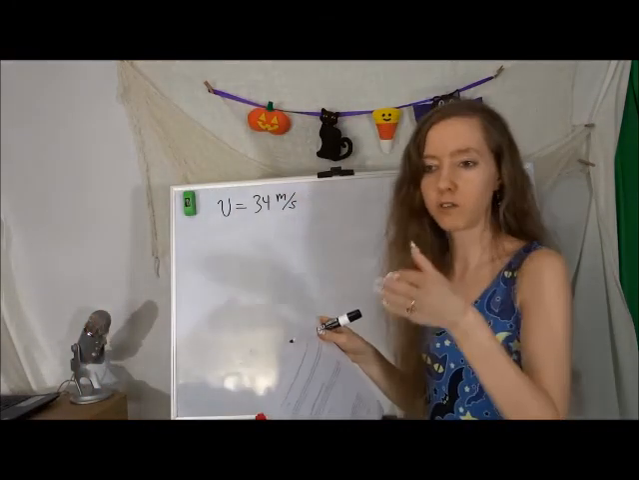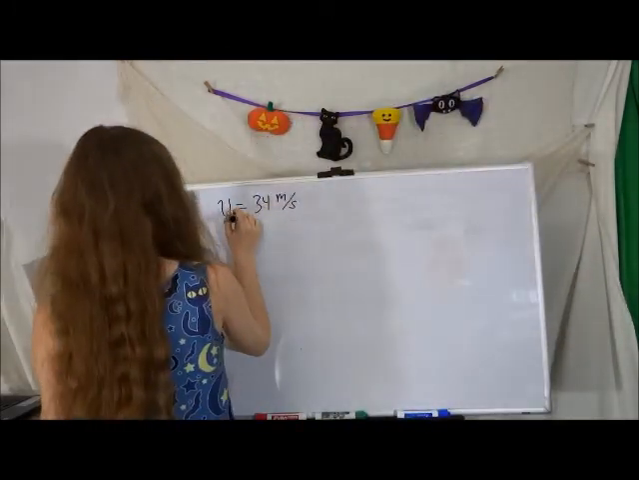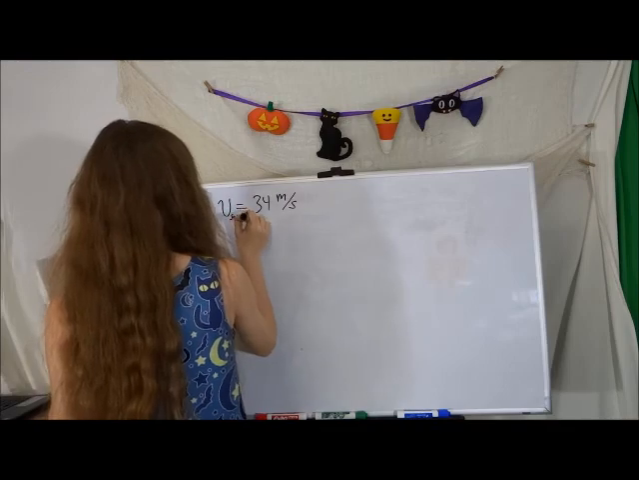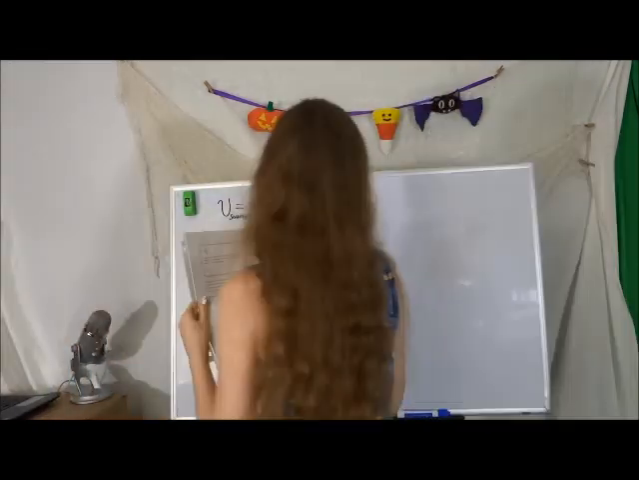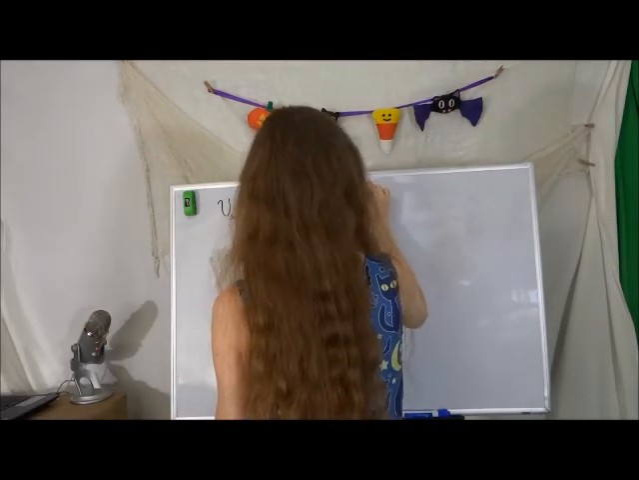Now this is the speed of our object, which is our source, so we're going to give this a little subscript source here. The frequency of red light is 4.3 times 10 to the 14 hertz.